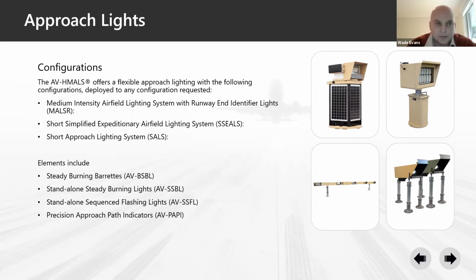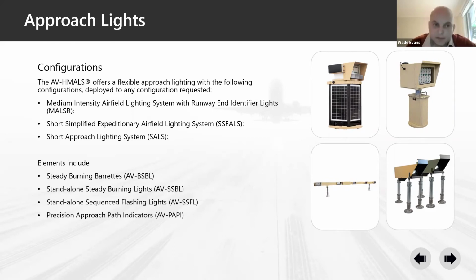The SEALS system, which is the short simplified expeditionary airfield lighting system, and then the SALS, which is our short approach lighting system. These are predefined configurations of approach lighting that use a range of different products to build those configurations. This gives a lot of flexibility in terms of how the AV-HMALS product is utilized and deployed. And a lot of the fixtures within these standard configurations can be redeployed and realigned in order to meet other requirements and other configurations as well.